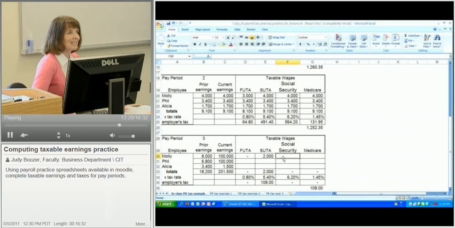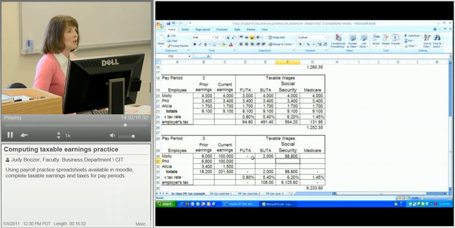So, based on that, if we take 8,000 from 106,800, what do you get? Good. 98,800. So for this current pay period, out of 100,000, only 98,800 is taxable for Social Security. Now let's check that. If 98,800 is taxable for Social Security, and we've already paid on prior earnings of 8,000, what are those two added together? 98,800 plus 8,000. 106,800. Is that our limit? That tells you you've done it correctly.